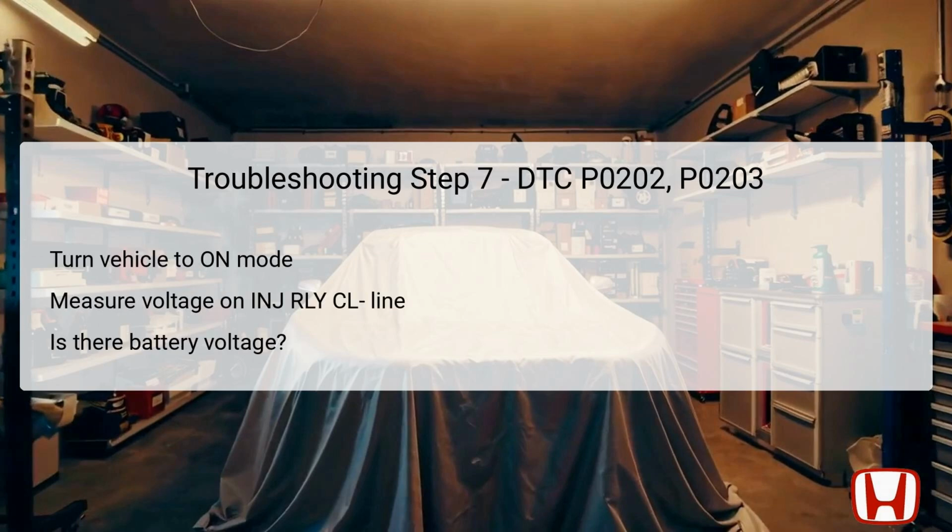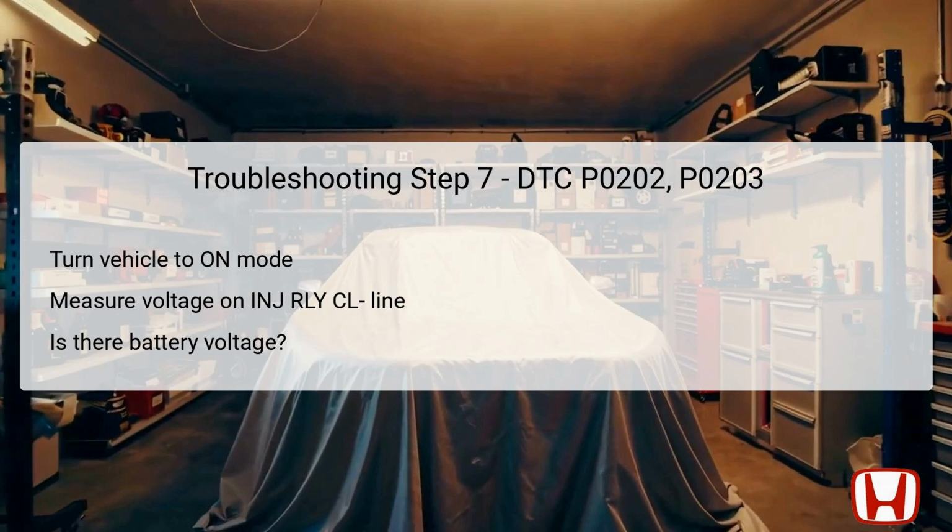In this follow-up, turn the ignition to the on position while ensuring that the injector relay remains disconnected. Measure the voltage across the injector relay socket pins, particularly focusing on the INJ RLYCL line. This measurement aims to check for battery voltage momentarily, as this signal is essential for the real-time operation of the injectors. If battery voltage is detected, it indicates that the wiring from the relay to the socket is operational, and you can move forward in the diagnostic process.